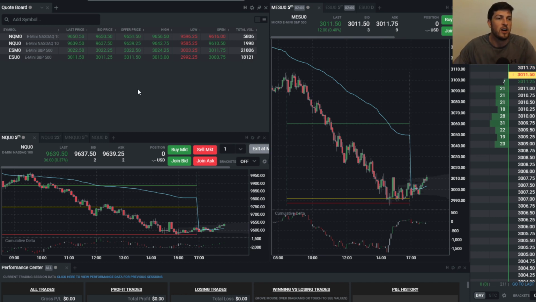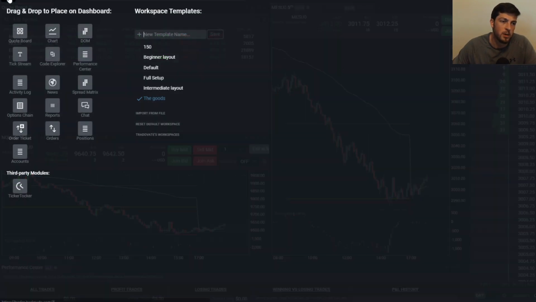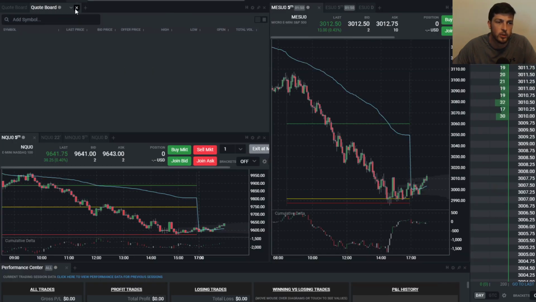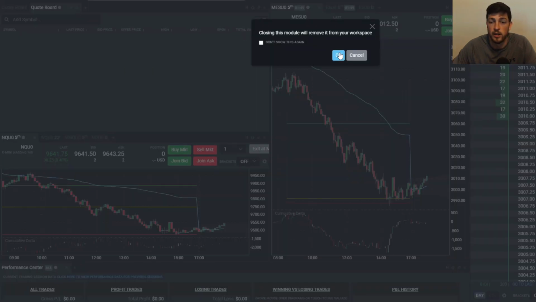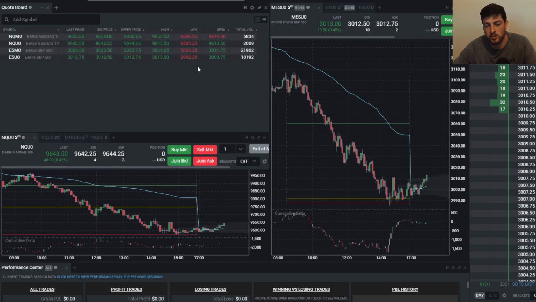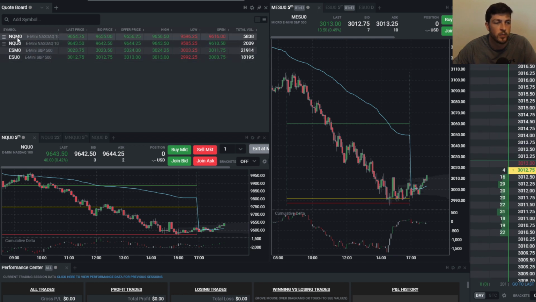I have here on Tradovate a thing called the quote board. In order to find the quote board, you just press this plus module. It's the quote board right here, and you just drag it down onto your layout. This is going to help us determine the total volume being conducted. So I went ahead and typed in the current month NQM, and then the future month NQU, and then same thing with the ES on the M and the U.